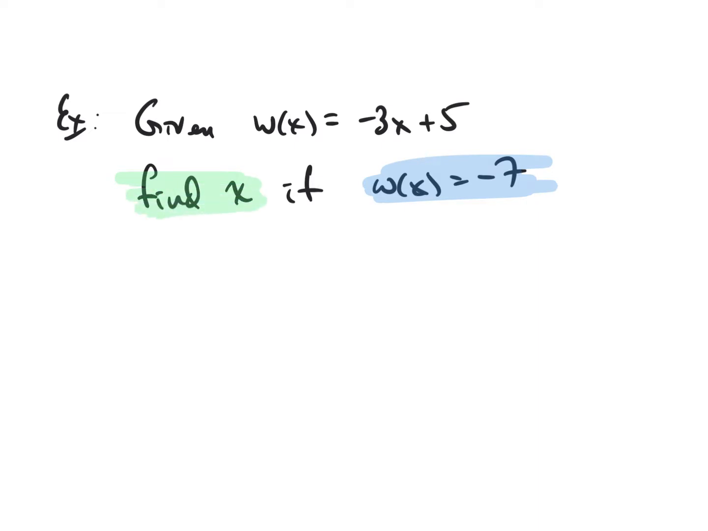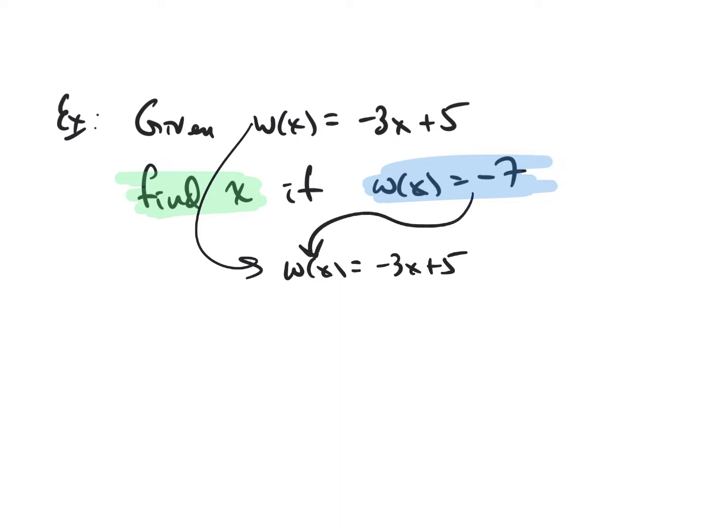All right, so again, the way this works is we start with our original function. And we're going to replace w of x with what we tell you it's equal to. We tell you w of x is equal to -7. So we replace w of x with -7. And now I would ask you to then solve for x.